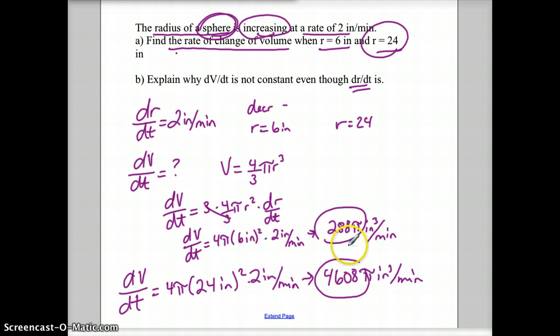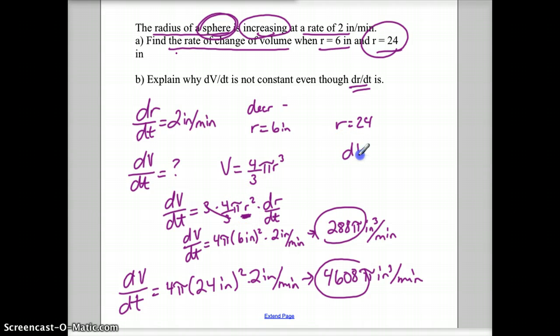Why is that? Well, dV/dt is proportional to r squared. It's got an r squared in it. So if r changes, then our volume is going to change. The rate of change of the volume changes based on what r is. dr/dt might be constant, but r is changing. So then our rate of change of volume will also be changing.